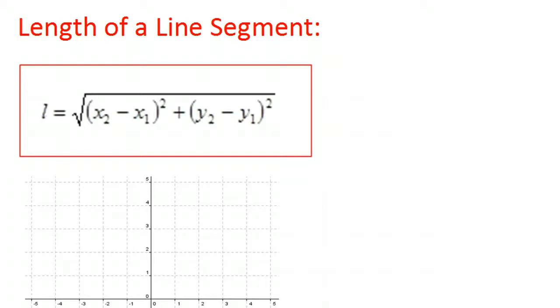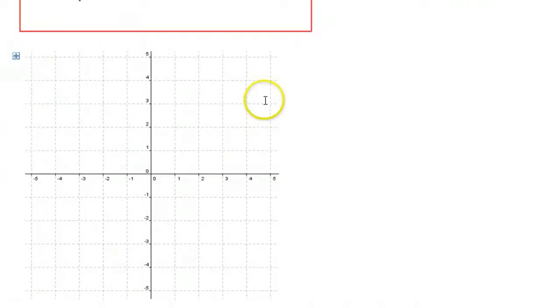So the formula we're going to explore is L, length, is equal to the square root of x2 minus x1 squared plus y2 minus y1 squared. So let's scroll down here and let's dive in and let's see where this comes from.